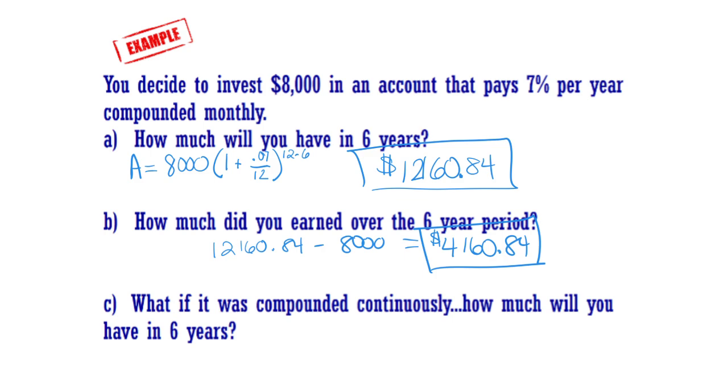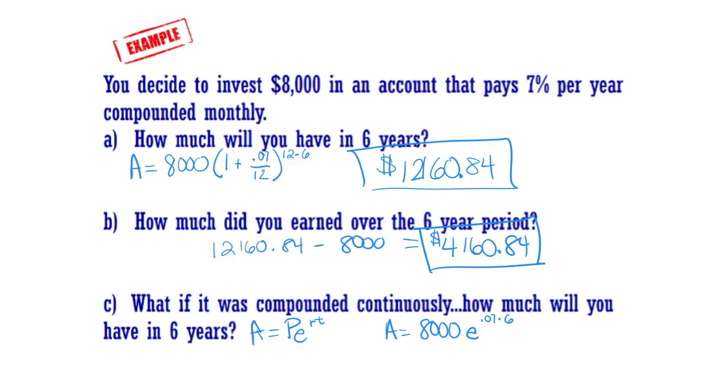Okay, let's look at what would change if we compounded this continuously. How much would we have in 6 years if we did that instead of the monthly thing? Okay, this is the PERT formula. So P e raised to the r t. Okay, so looking for the amount, the principal is still 8,000. e raised to the 0.07 times 6. All right, this one I'll just do left to right.